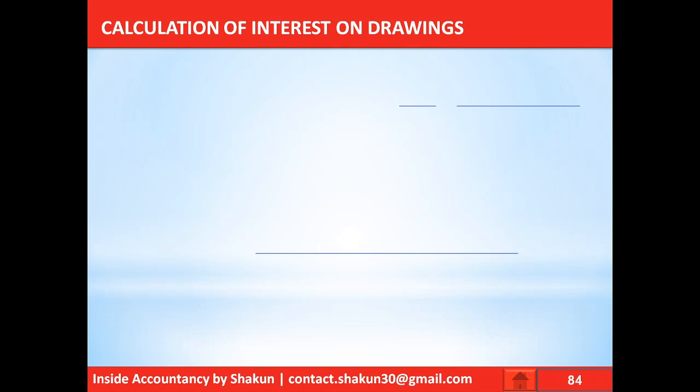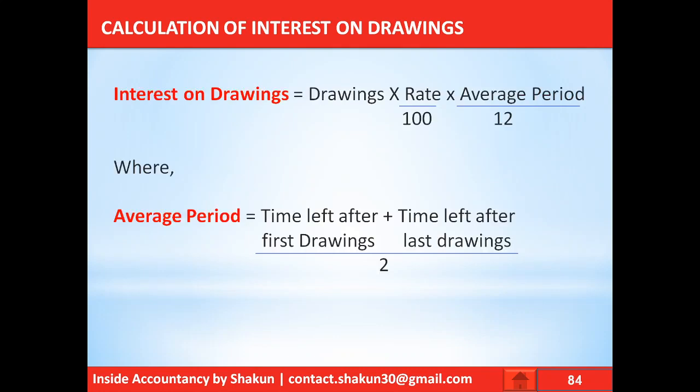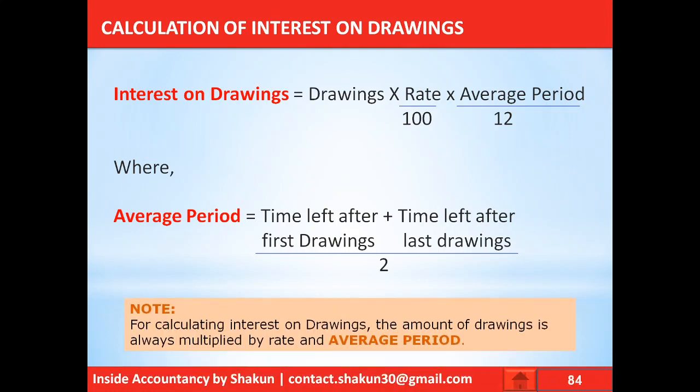Now let's talk about how we calculate interest on drawings. Interest on drawings is equal to the amount of the drawings into whatever rate is given in the question into average period divided by 12. Now please note that for calculating the interest on drawings, the amount is always multiplied by the rate and average period. That is very, very important.